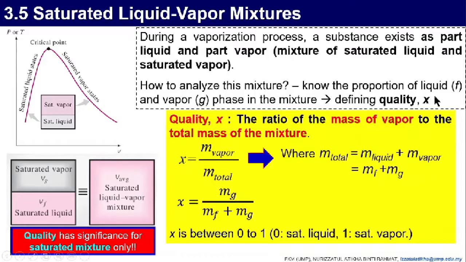How to define quality? Quality X equals the ratio of the mass of vapor to the total mass of the mixture. X equals M vapor over M total, where M total equals M liquid plus M vapor, equal to MF plus MG. Then you can calculate using this equation: X equals Mg over Mf plus Mg. This quality is between 0 and 1, where 0 is saturated liquid and 1 is saturated vapor.